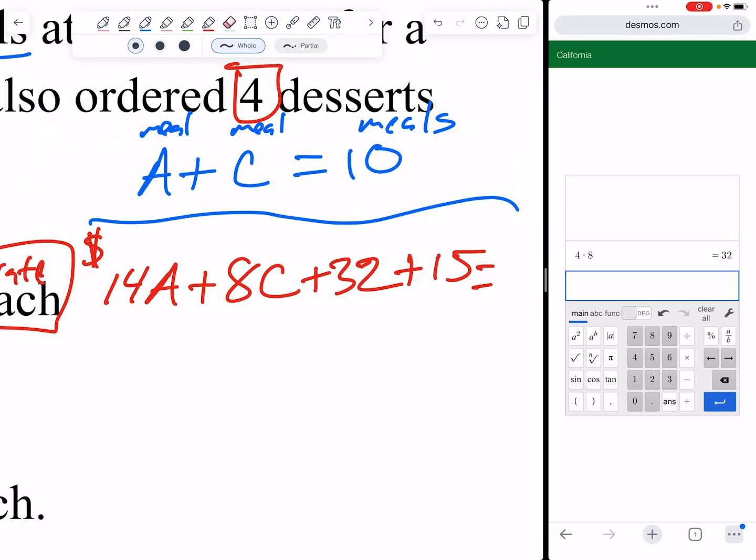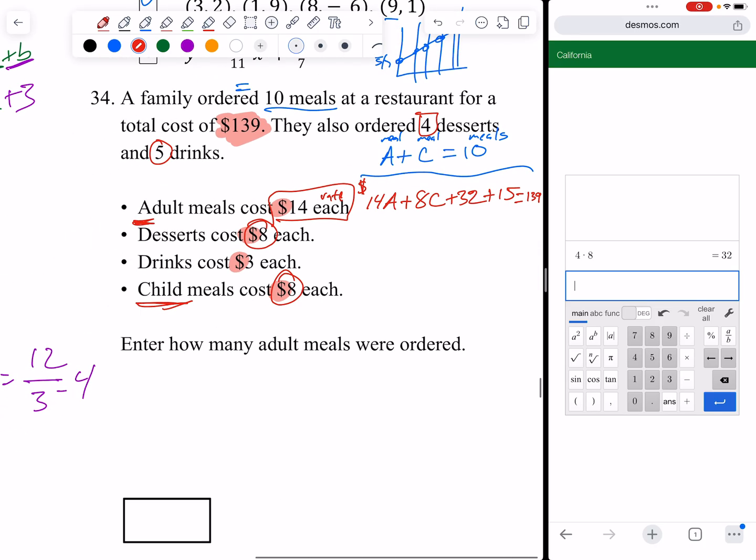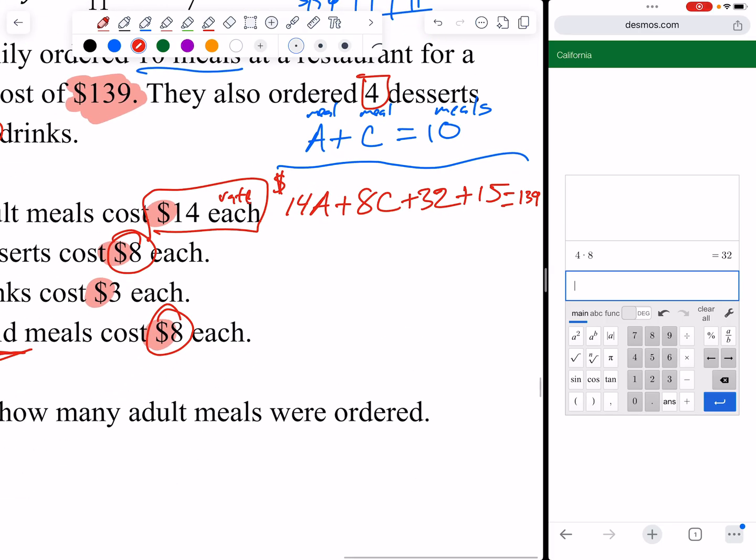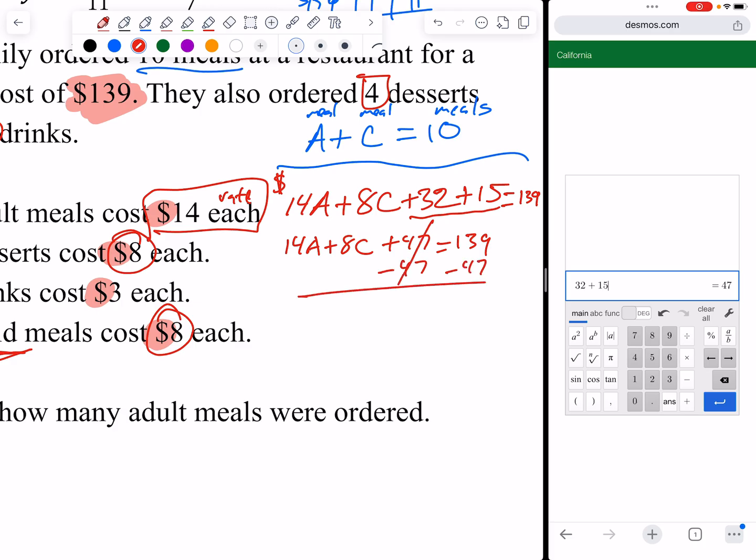Okay, that looks gross. So 139. Okay, so it's just a system of equations. I got 2 equations with A and C on both. Let me simplify the red one. So 14A plus 8C, and I got 32 plus 15. 32 plus 15 is 47 equals 139. So I'm going to subtract 47, subtract 47. Those go away. I got 14A plus 8C equals 139 minus 47, and that gives me 92.